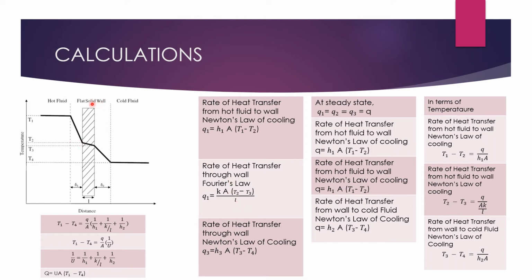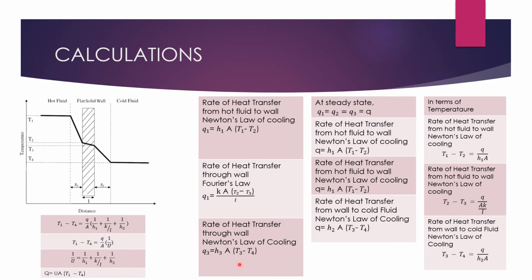Now, the rate of heat transfer through the solid wall takes place by conduction. So, we can calculate the rate of heat transfer by using Fourier's law. Here, I have written Fourier's law for this particular solid wall, where Q2 is the rate of heat transfer through the solid wall, K is the thermal conductivity of the wall, A is the area of the wall, T2 minus T3 is the temperature gradient through the wall, and L is the thickness of the wall.